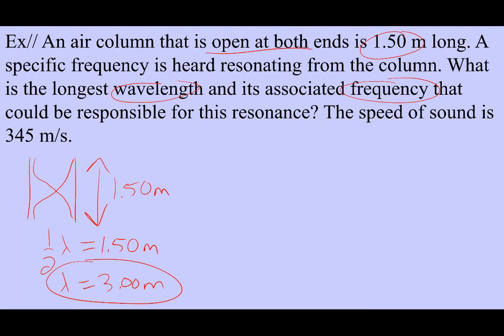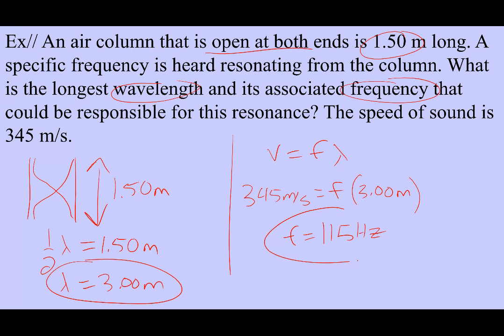Done. So in this case, instead of saying where the loud spots are, all it told you is that the column is 1.5 meters long, and that it's the longest wavelength, which is the fundamental frequency. And then for finding the frequency, again, I'm going to lean on v equals f lambda, because it says that the speed of sound is 345 meters per second. It wants me to find the frequency, and now we know that the wavelength is 3 meters. So 345 divided by 3, I think, is 115, but I didn't punch it into my calculator, so you may want to check that one for me.